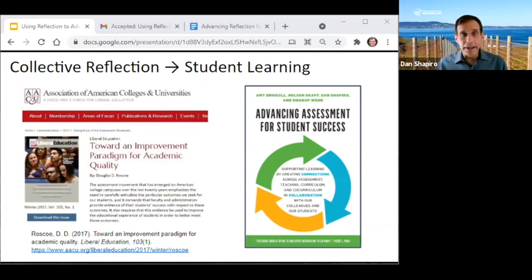I want to talk about a long-standing question in the assessment community, one that folks at all institutions should be asking themselves, and that is, what makes assessment data good? There's a nice paper by David Roscoe in Liberal Education titled Towards an Improvement Paradigm for Academic Quality. And in this paper, Roscoe explores this question about what constitutes good data.